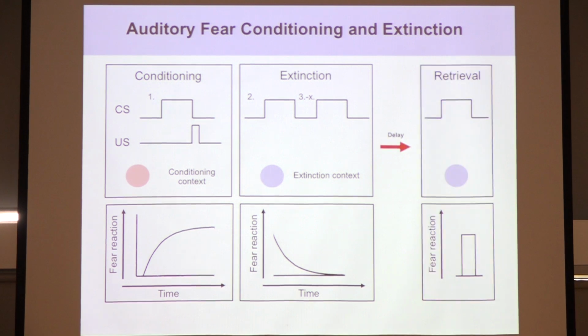Next, if you introduce a delay between this extinction phase and a retrieval phase, where you present the sound back, you will observe that not all the animals, but half of the animals, will show a recovery of conditioned fear responses. This phenomenon is quite important because it tells us that extinction is not an erasure of the original memory trace, but extinction is a new learning. During retrieval, there is a competition between the fear memory trace and the extinction memory trace. And depending on the winner, the animal will show high fear recovery or low fear recovery.